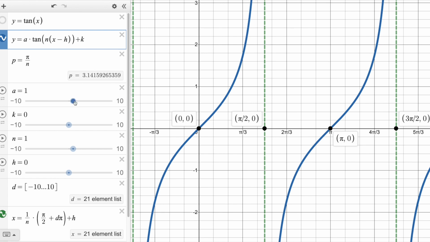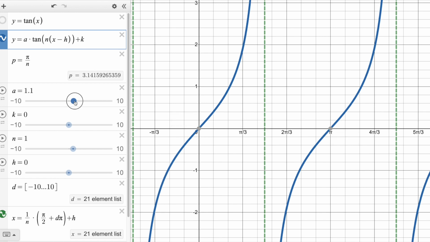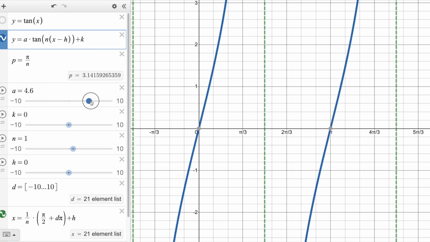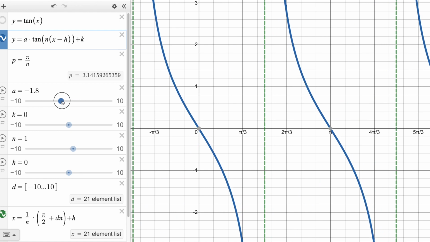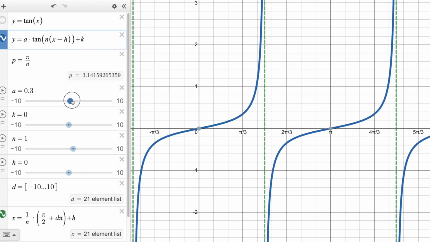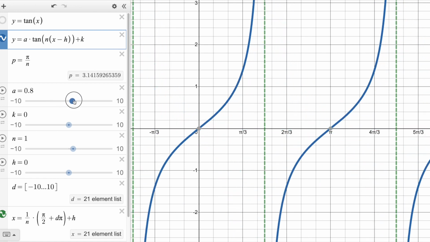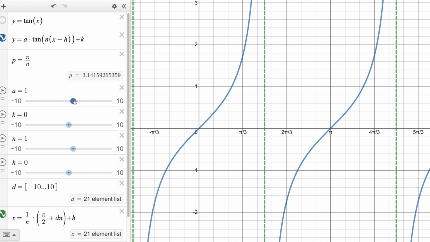First, let's change this a value. This is the dilation in the direction of the y-axis. Have a look at what happens to the period, the asymptotes, and the x-intercepts when I change this. That's right, absolutely nothing. They stay exactly the same.